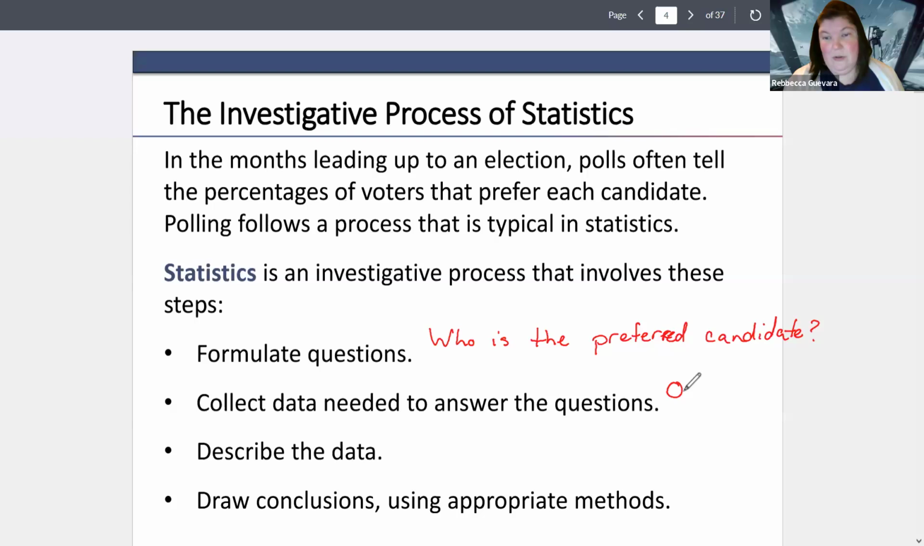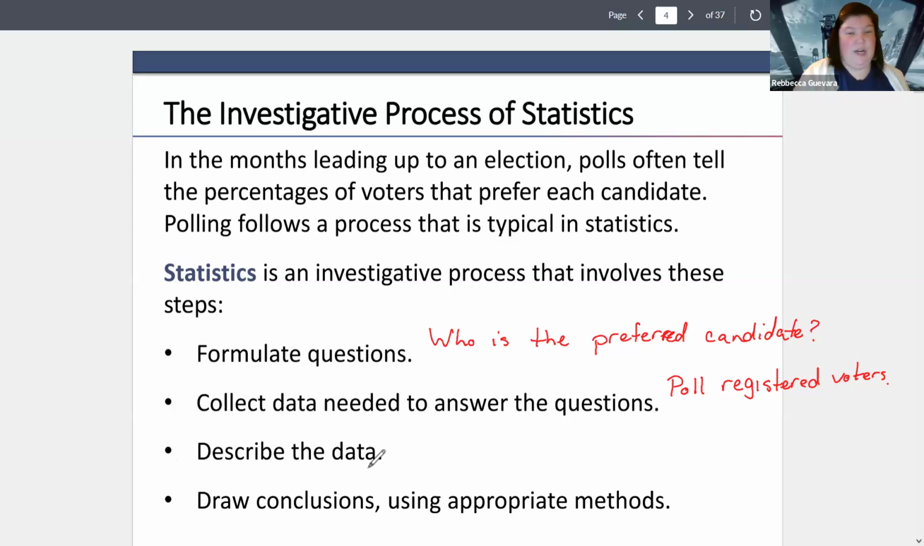So we open polling centers, or we poll people. When we're collecting that data, we poll registered voters, meaning we ask them who they're voting for.